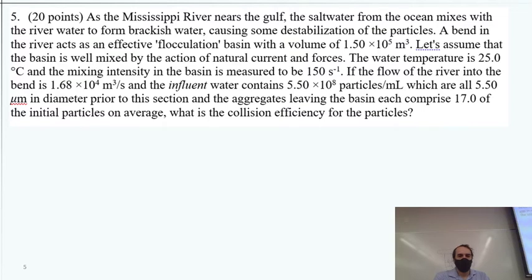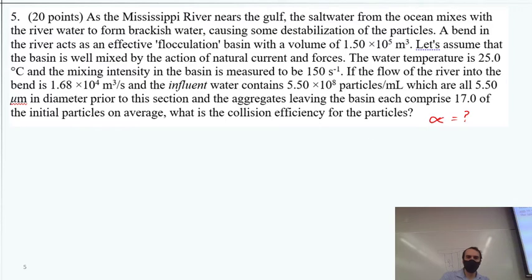Again, not very realistic. The water is 25 degrees Celsius. Mixing intensity in the basin is 150 per second. And just also not very realistic. If the flow into the river bend is that large number, and the influent water contains 5.5 times 10 to the 8 particles per milliliter, they're all 5.5 micrometers in diameter. And each of the aggregates leaving the basin comprise 17 of the initial ones. Question ultimately is, what is the collision efficiency of the particles? So we're looking for this guy.